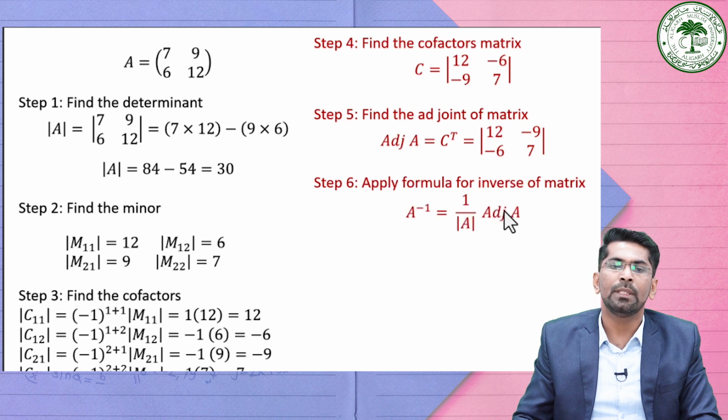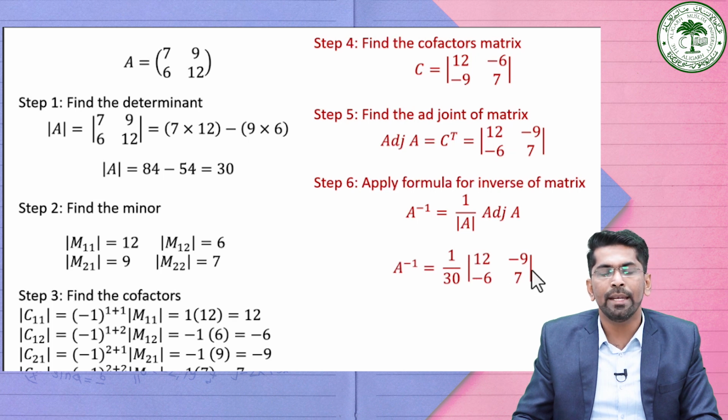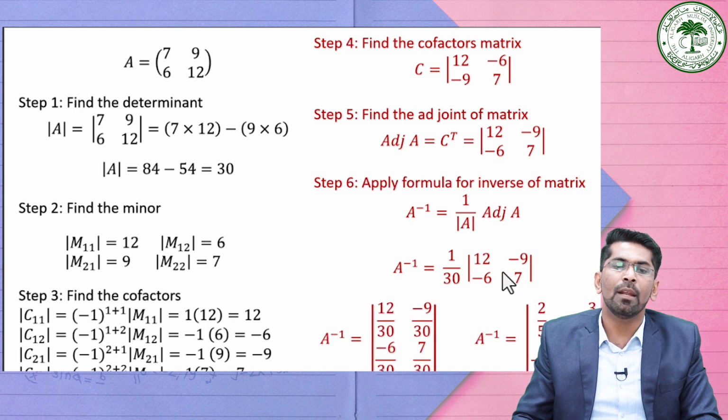What is the formula? Inverse of A is equal to 1 by the determinant value of A into the adjoint of A. Here, the determinant value, which we have already estimated, is 30, and this is the adjoint matrix. So 1 by 30 into the adjoint matrix, that is 12, minus 9, minus 6 and 7. Now if you divide these elements, it is 12 divided by 30, minus 9 divided by 30, minus 6 divided by 30 and 7 divided by 30.